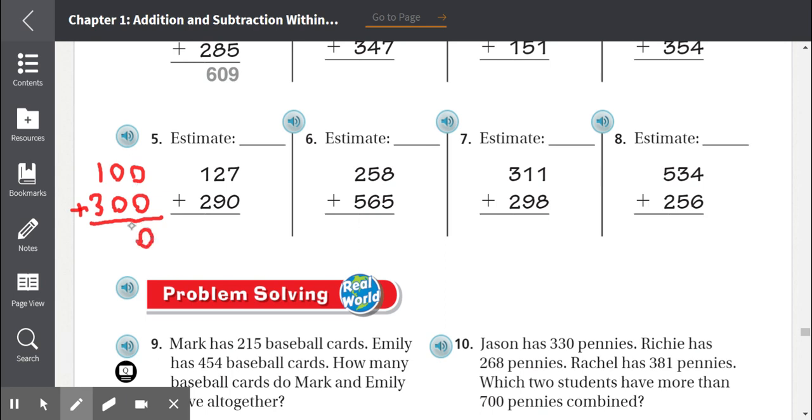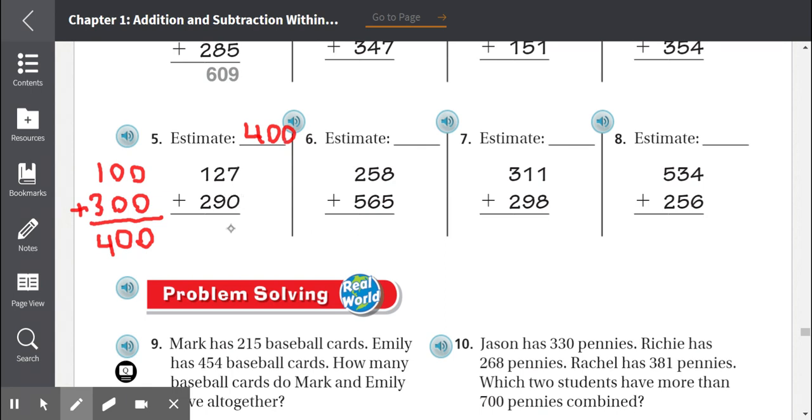0 plus 0 is 0. Then the tens. 0 plus 0 is 0. Then the hundreds. 1 plus 3 is 4. So that means our estimate is 400. And when we solve our problem, the answer is going to be close to 400.